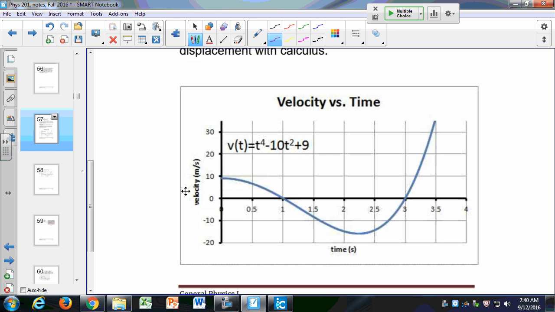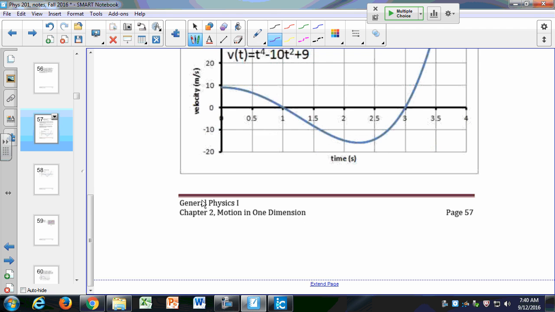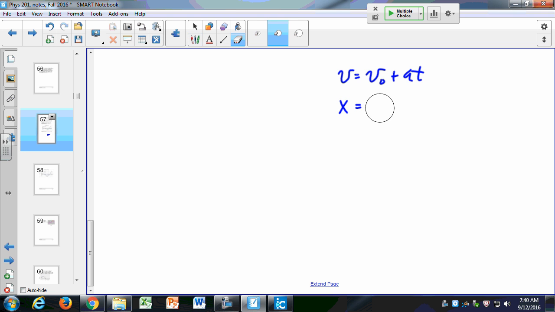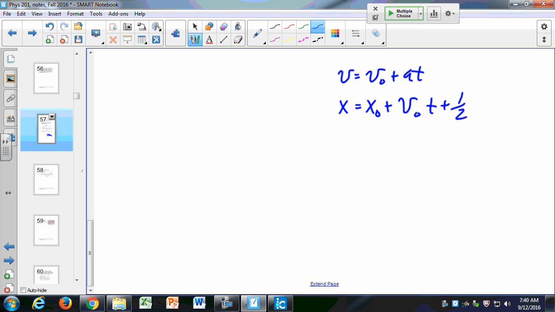Let me show you what I would expect to see. So you have two kinematics equations. You have v equals v naught plus at. That's the first one you would derive. And then you have this one, x equals x naught plus v naught t plus 1/2 at squared.